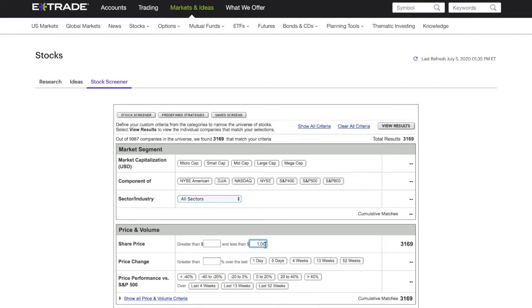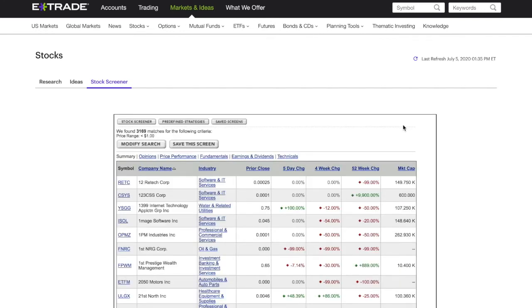As it shows us, they have a result of 3,169 stocks that are under $1. So now you're going to scroll down and hit View Results. Right here, they now have the 3,169 stocks that are under $1 in front of your face.